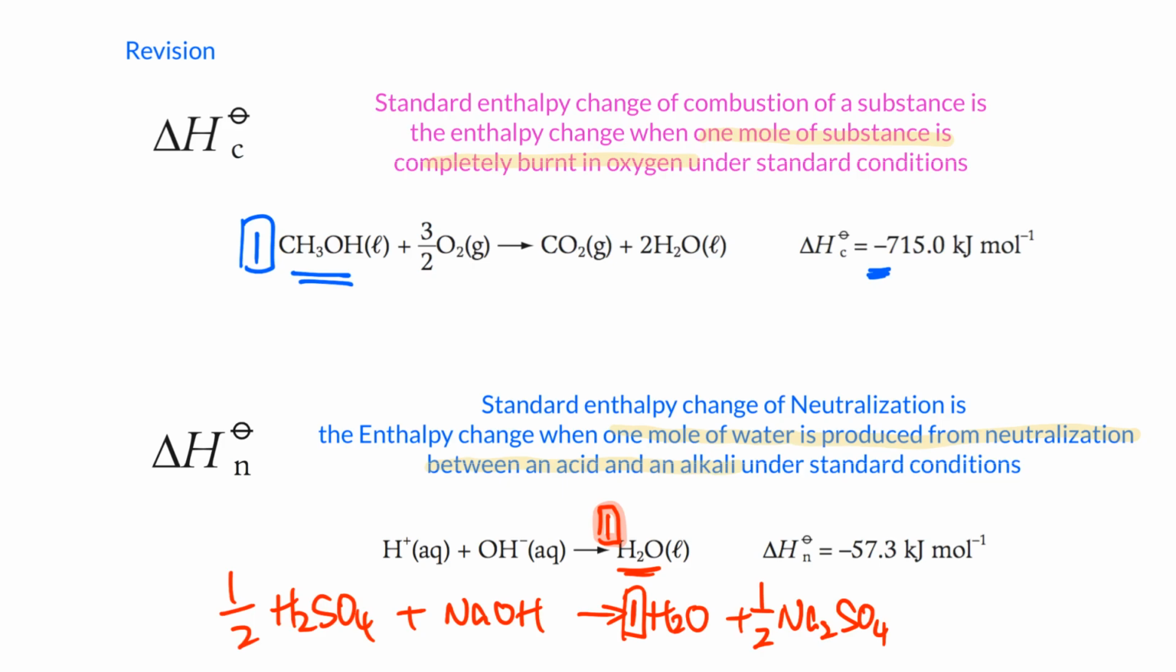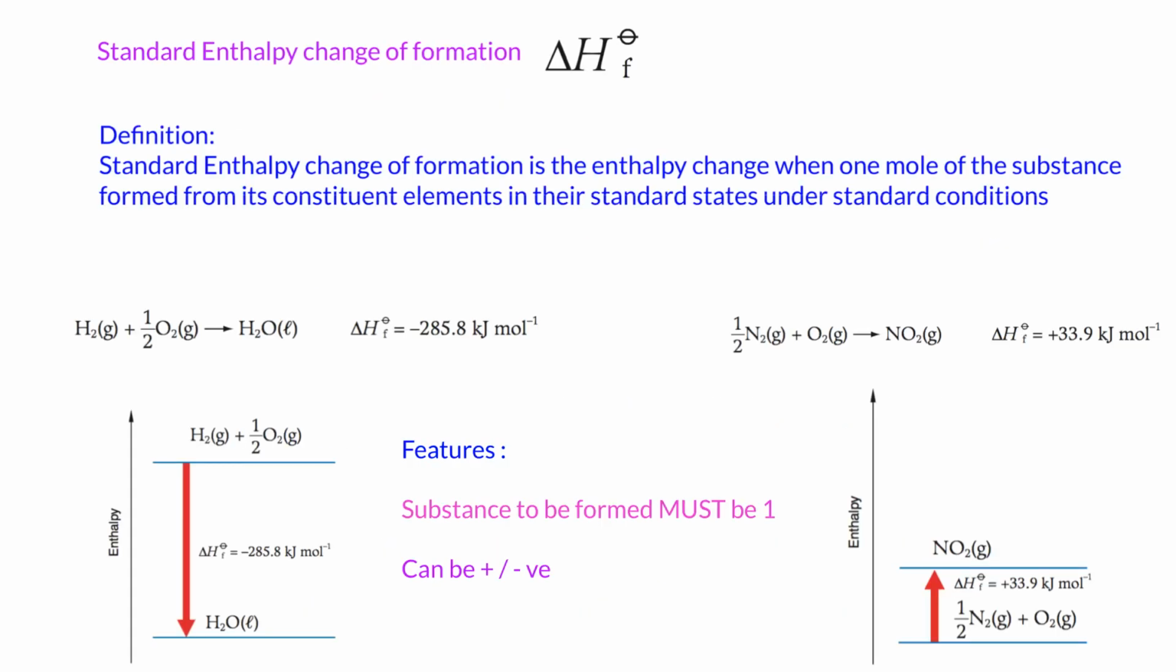It is an exothermic reaction as well, so it will be negative. In general, strong acid with strong alkali will be negative 57.3, while the others will be less negative, because some energy is required to completely ionize the weak acid and weak alkali. Next we're going to have a look at standard enthalpy change of formation.